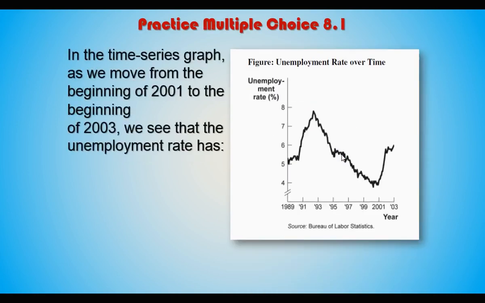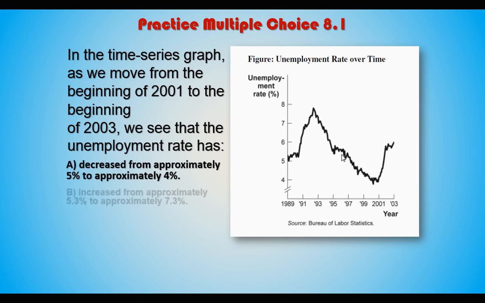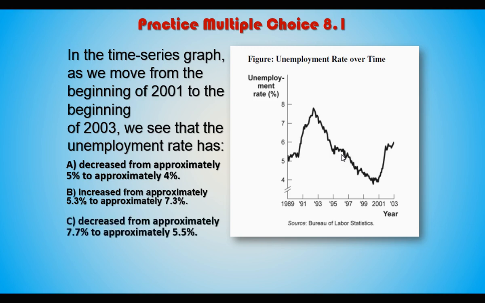Change in the unemployment rate. Very simple question. In the time series graph, as we move from the beginning of 2001 to the beginning of 2003, we see that the unemployment has, A, decreased from approximately 5% to approximately 4%. B, increased from approximately 5.3% to approximately 7.3%. C, decreased from approximately 7.7% to approximately 5.5%. Or D, increased from approximately 4% to approximately 6%.